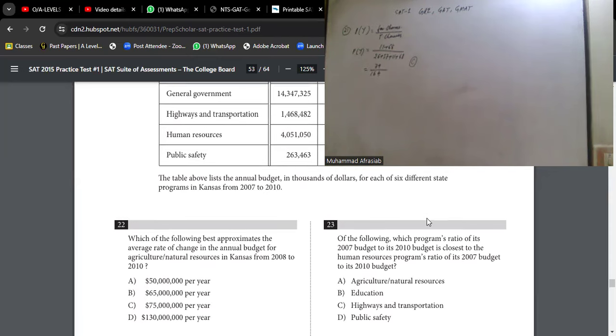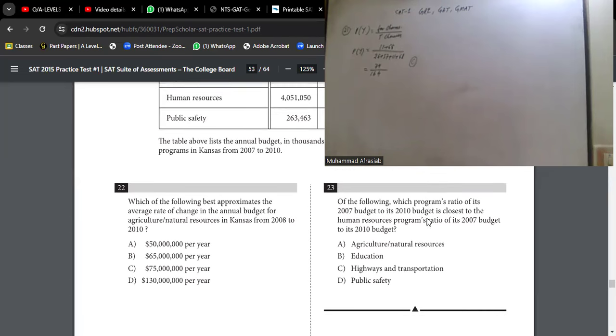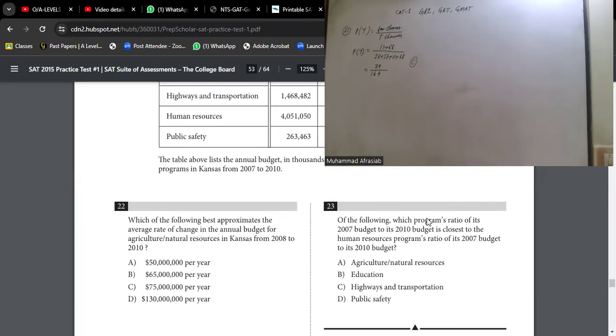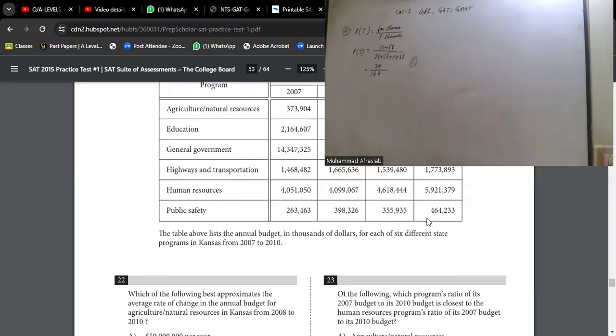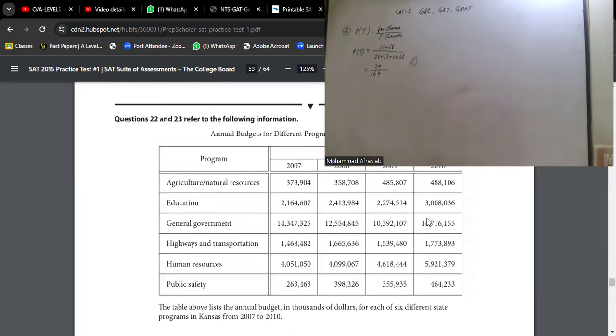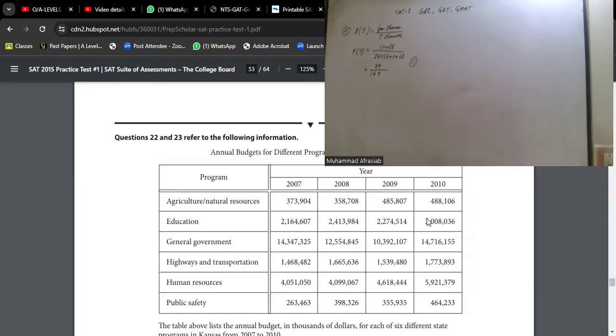Now the question starts from this 22. Which of the following best approximates the average rate of change in the annual budget for agriculture and natural resources in Kansas from 2008 to 2010? Because they are asking the average rate of change for agriculture and natural resources, in 2008 it was 357,708, and in 2010 it is 488,106.